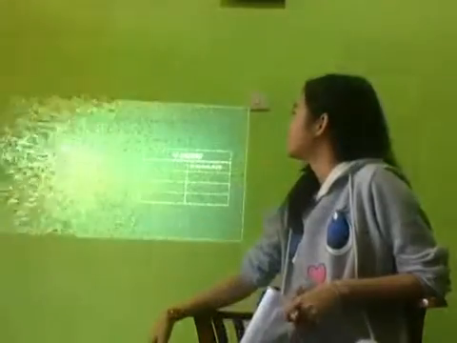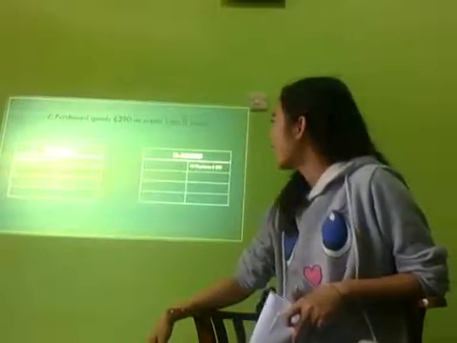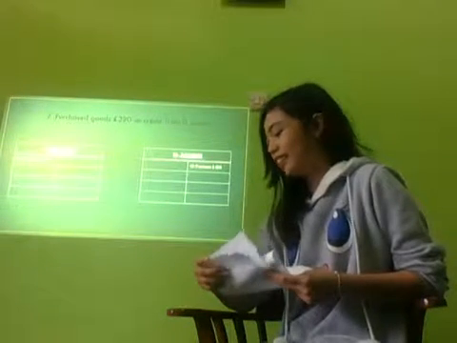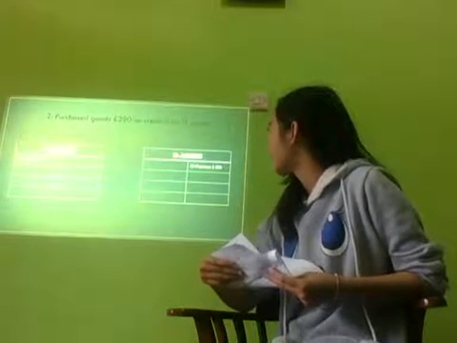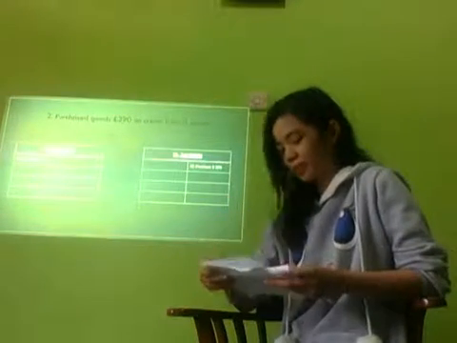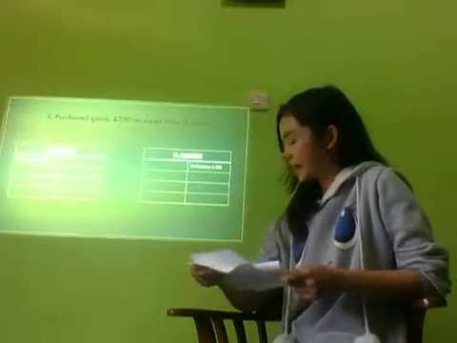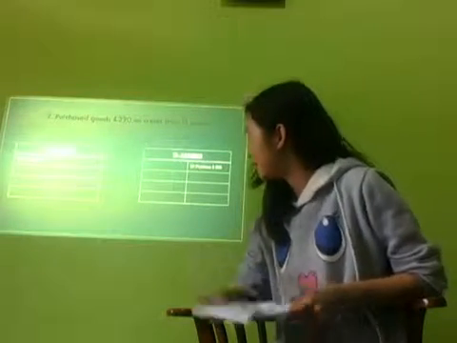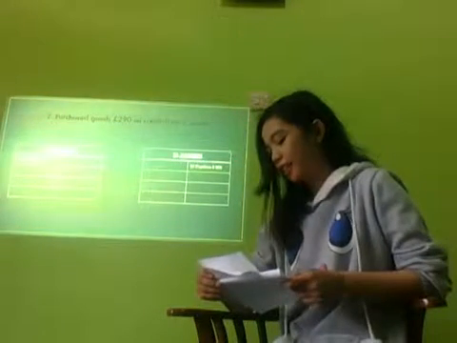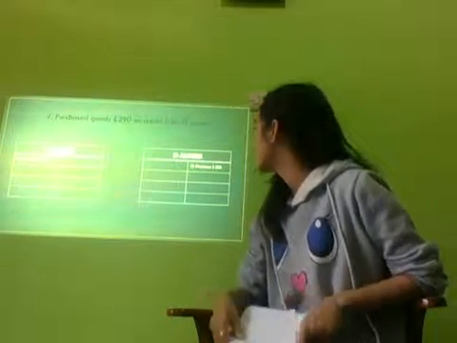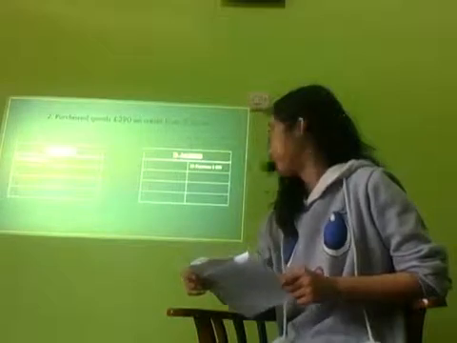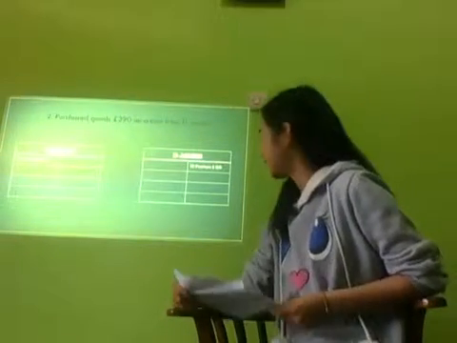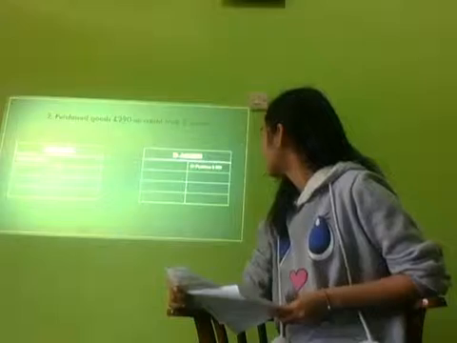Number 2. Purchased goods for $219 on credit from DJMS. Purchases increased $219 and DJMS increased $219.